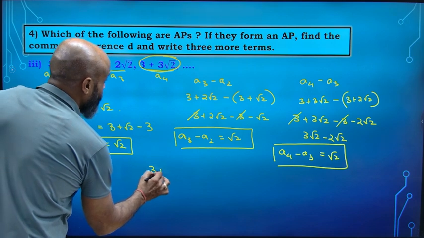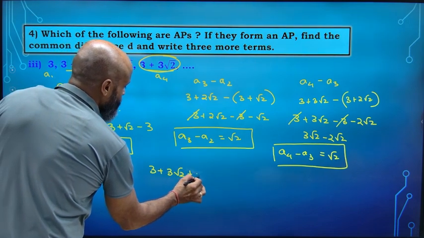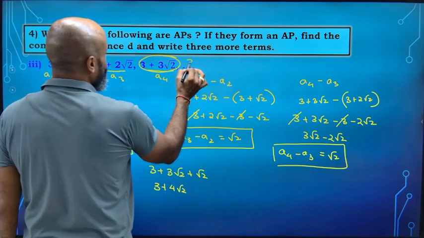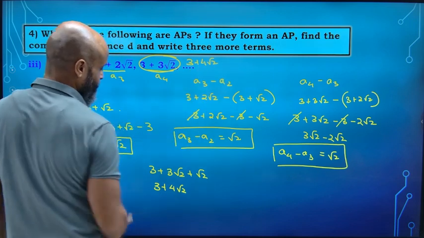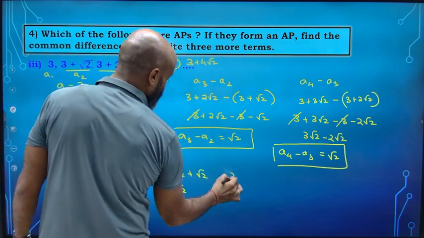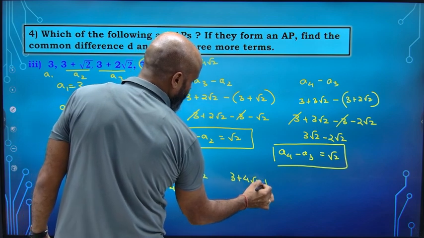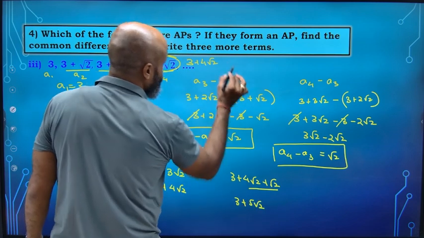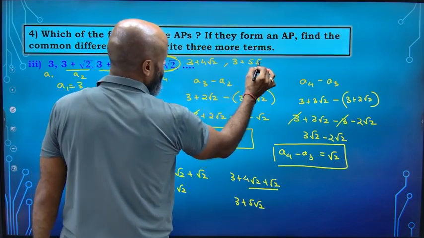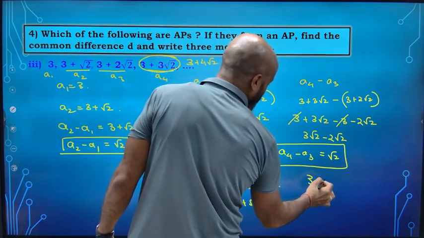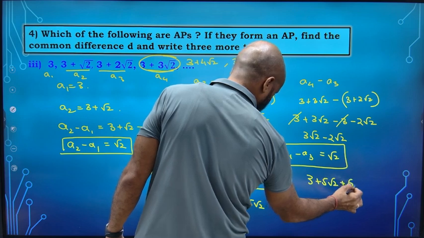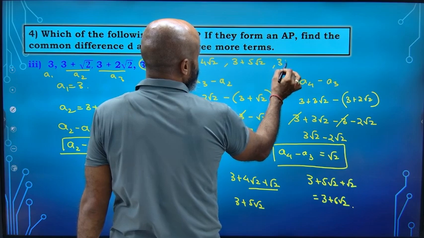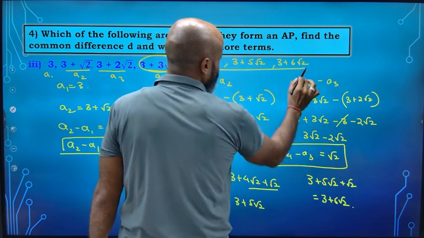So 3 plus 3 under root 2 plus under root 2. That will be how much? 3 plus 4 under root 2. So this is going to be 3 plus 4 under root 2. Now again on this one there is 3 plus 4 under root 2, we add another under root 2. So obviously these two get added, so 3 plus 5 under root 2. So this will be 3 plus 5 under root 2. 3 plus 5 under root 2 plus under root 2 is 3 plus 6 under root 2. So this is 3 plus 6 under root 2. These are the three consecutive terms.